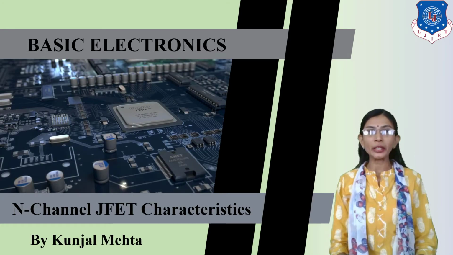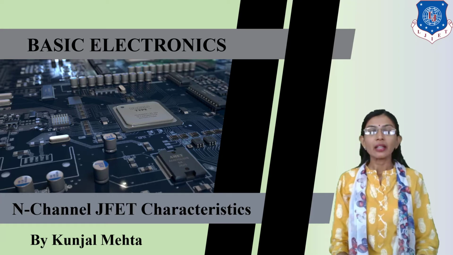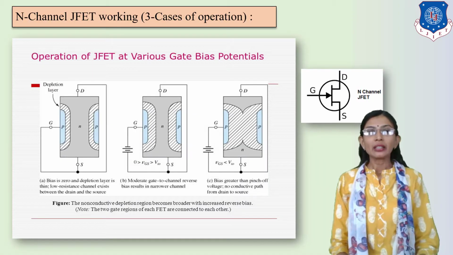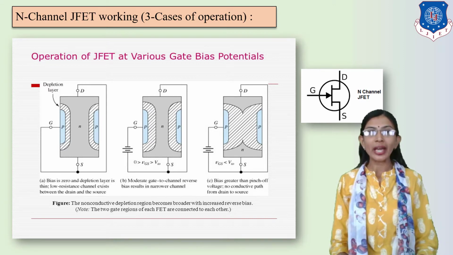In today's session I am continuing with the FET chapter and the topic is N-channel JFET characteristic. As per the construction of FET, we have two types, P-channel JFET and N-channel JFET. According to the construction, the N-channel JFET is like this, with the channel of N-type and two gate terminals of P-type materials. The P-type material will be heavily doped as a gate terminal and the two gate terminals are internally connected.